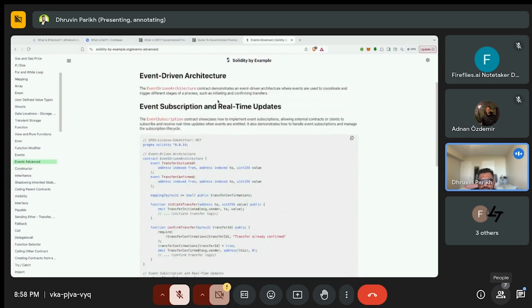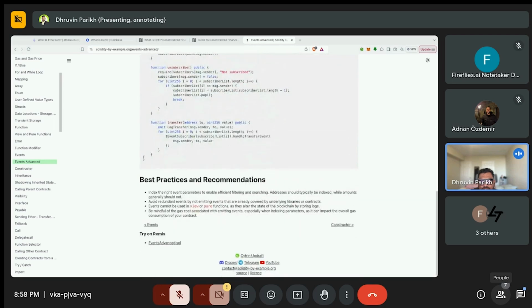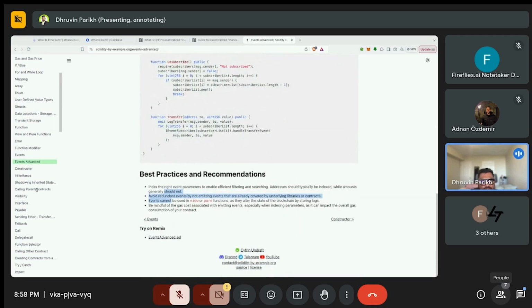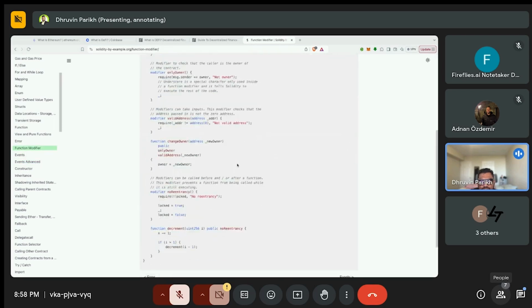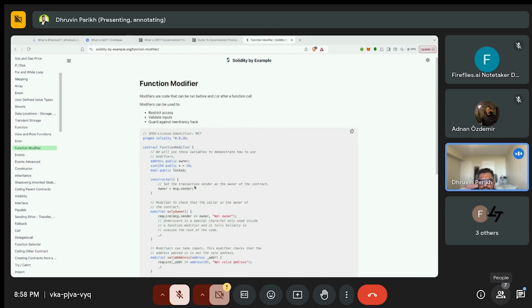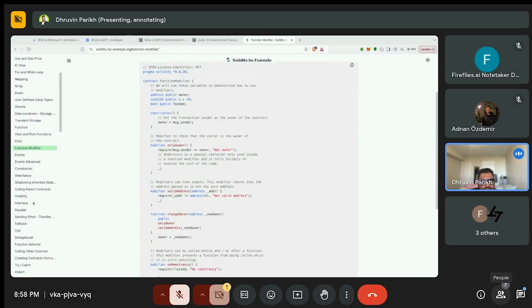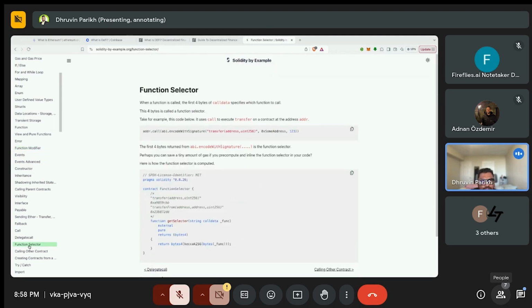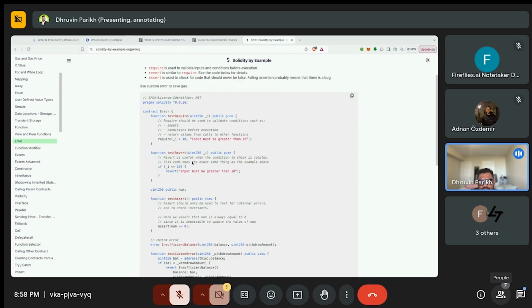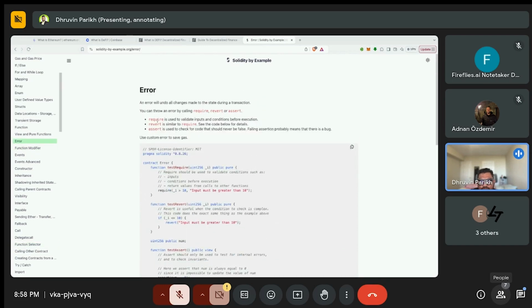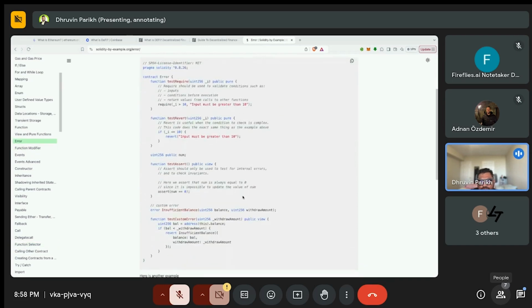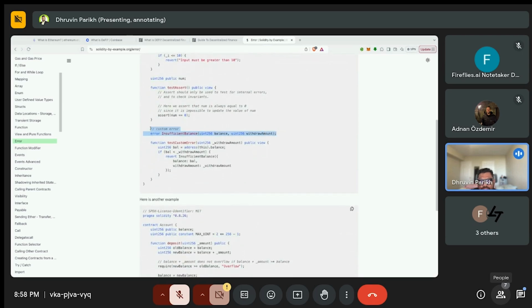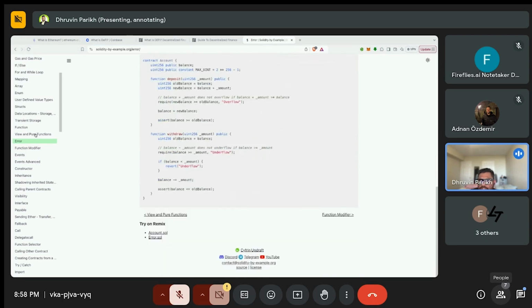When you work on event subscription and event driven architecture, some of the best practices, function modifier, which we already talked about. They are just a function modifier. We talked about function selector here. And errors can be handled using require, revert, assert. Now we also have a way to do custom errors, so make sure you know this.